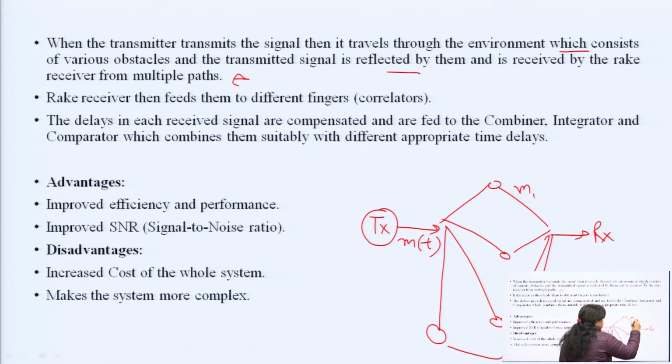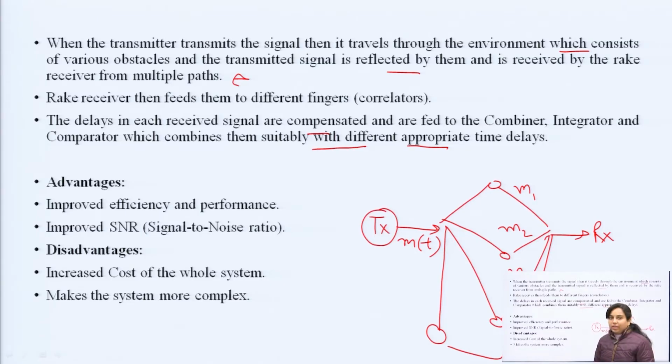So, all have to be received at this particular point. This signal is known as M1, this signal is known as M2, this is M3, this is M4. All have different phases, all are delayed versions of the original signal MT. These all have to be added at the receiver side using the rake receiver. So, the delay in each received signal is compensated and the signals are fed to the combiner, integrator and comparator, which combines them suitably with different appropriate time delays.